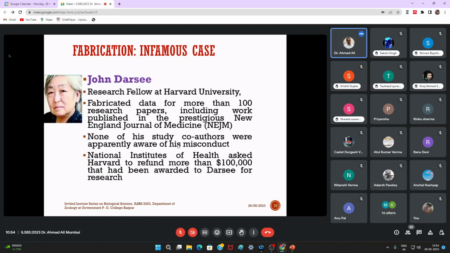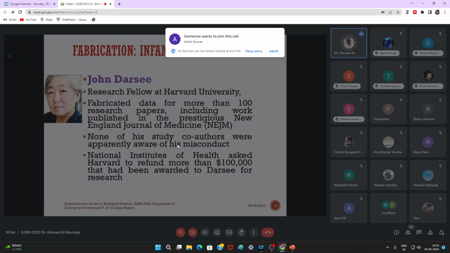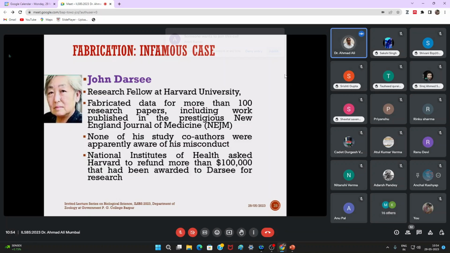When a committee was set up, it went through his publications and realized that none of his study co-authors were apparently aware of his misconduct. He had many co-authors in his publications, and they were not aware. They assumed that he had conducted the study and reported it. So the National Institute of Health (NIH) asked Harvard to refund more than $1 lakh that had been awarded to Darcy for the research.